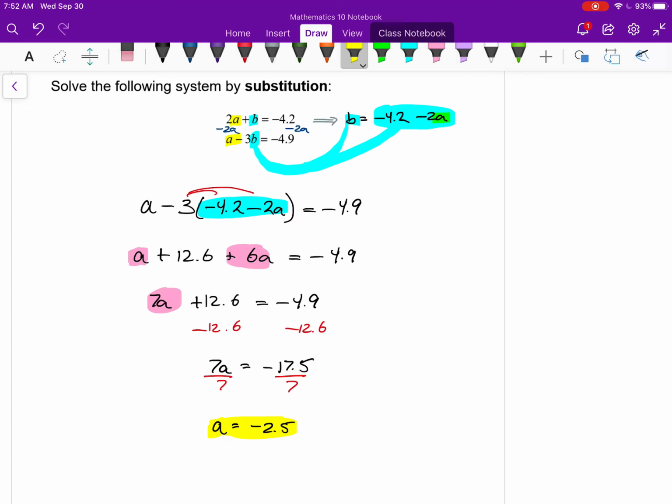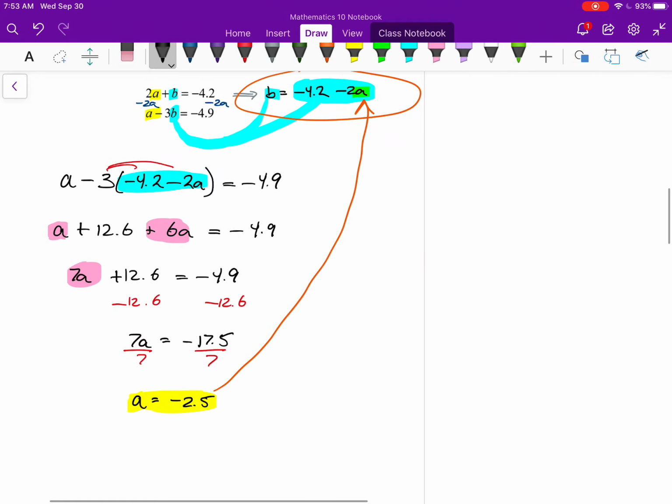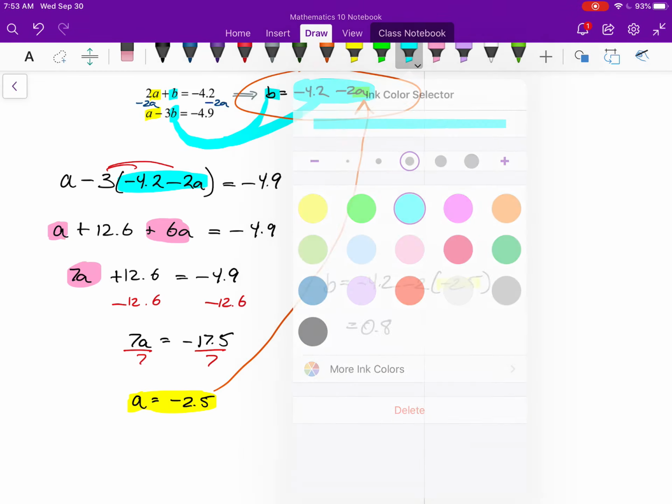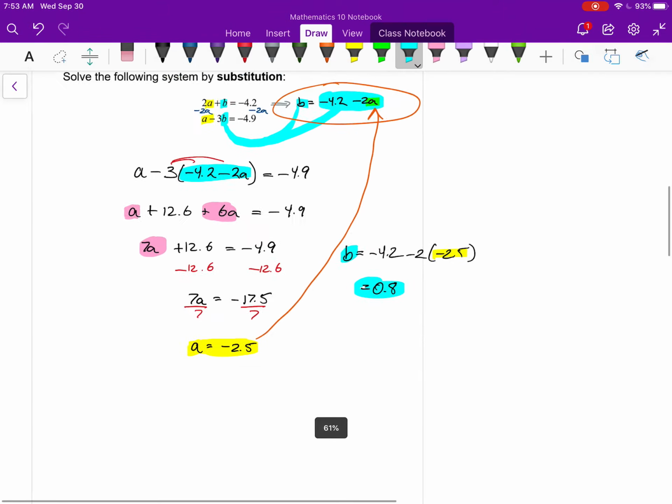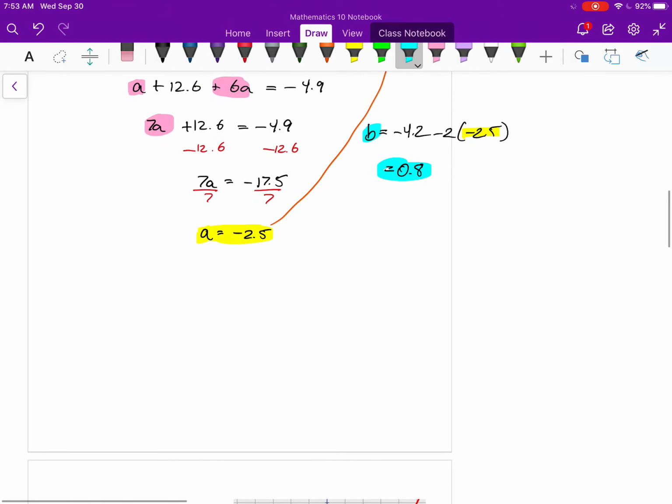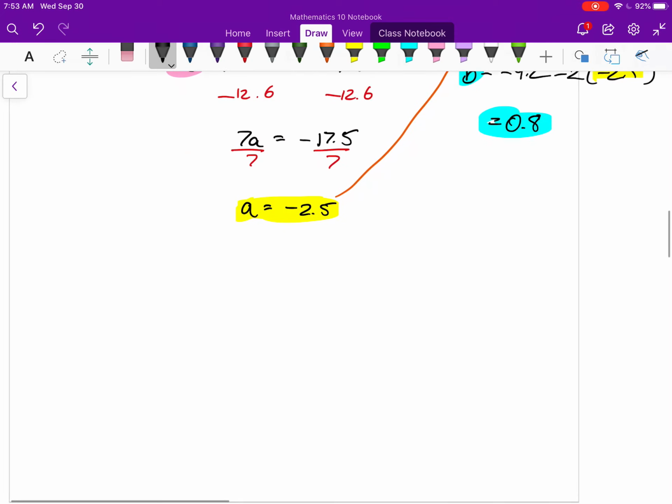The easiest one is definitely going to be, again, the one I rearranged in the first step. And so I'm just going to take that negative 2.5, put it right there, and I'll have B. And so B will equal negative 4.2 minus 2 times negative 2.5. A lot of negatives here, but you can do that all on a calculator should you wish, and you just get 0.8. And so B equals 0.8, A equals negative 2.5. I'll just write it formally down here. So A equals.